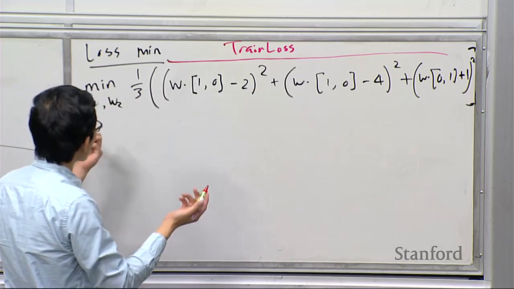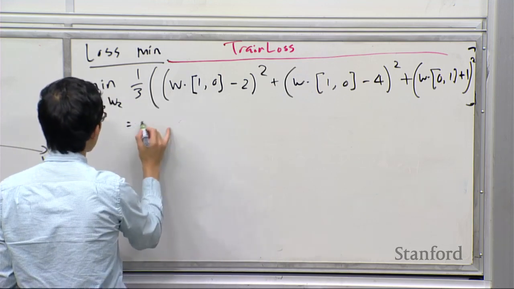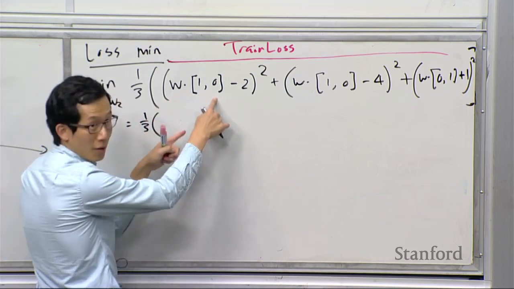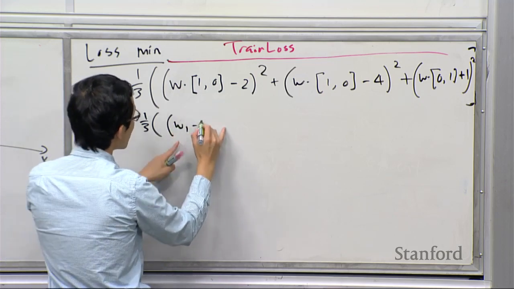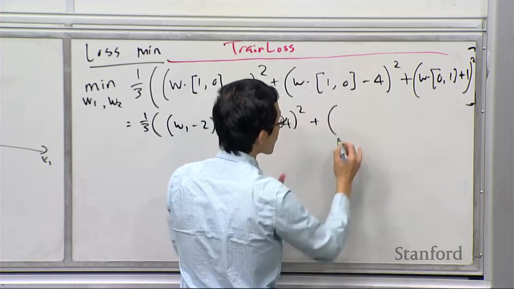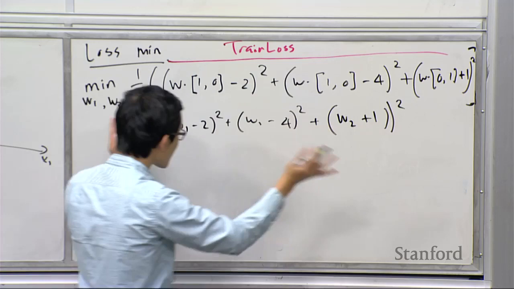So let's try to simplify this a little bit. So this is going to be 1/3. So W dot 1, 0, how can you simplify this? W1 minus 2 squared plus W1 minus 4 squared plus, and what about this one? W2 plus 1 squared, okay? So this is the objective function.